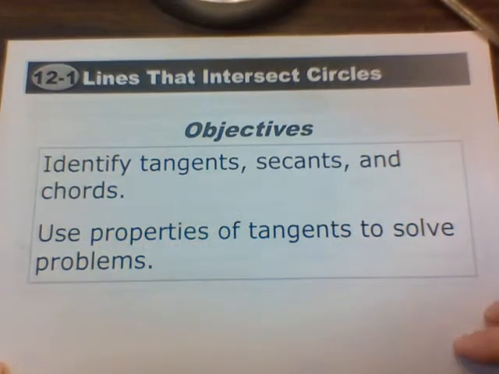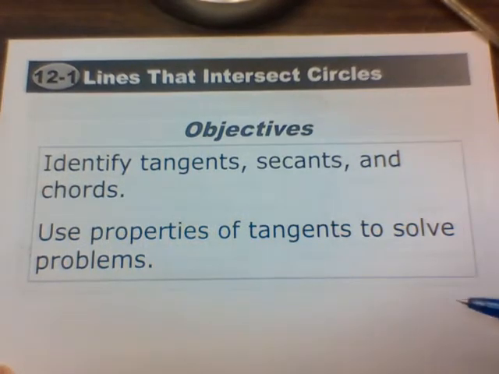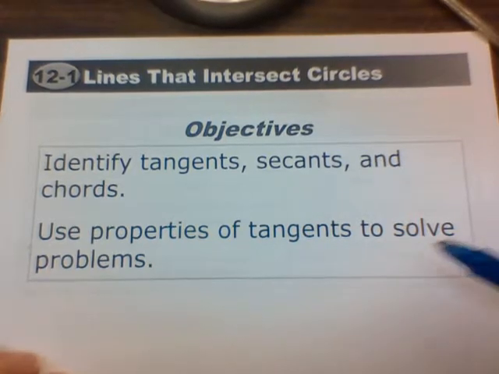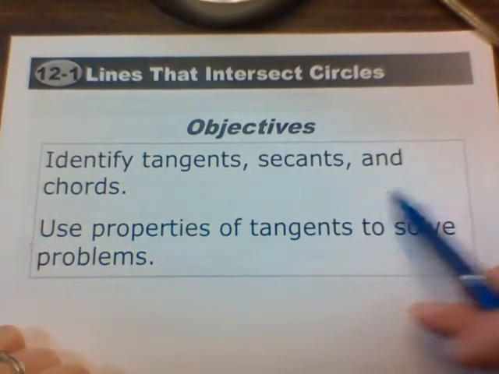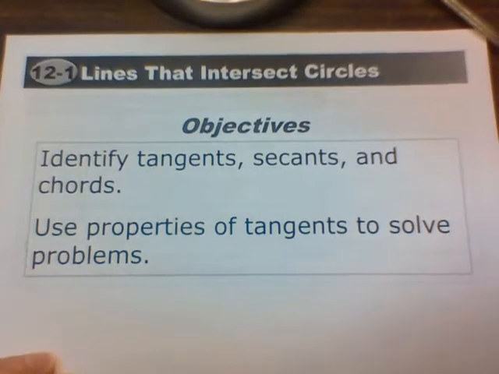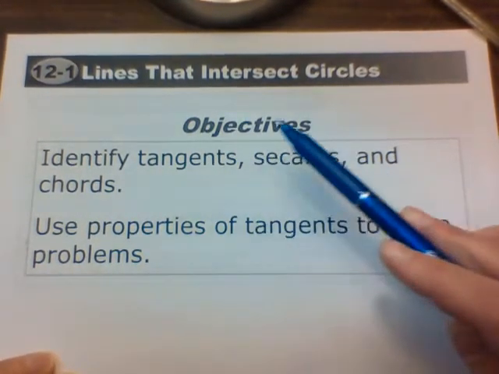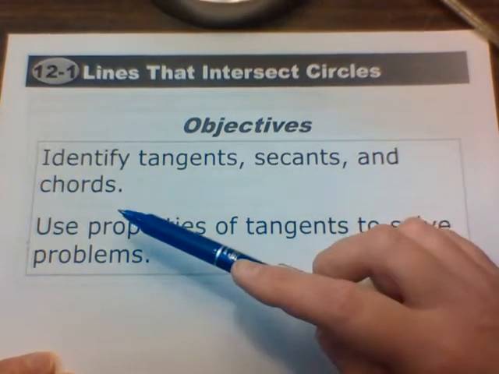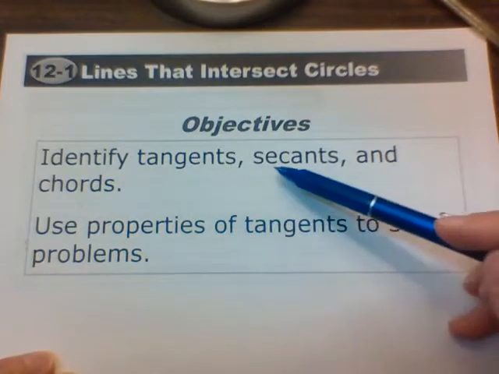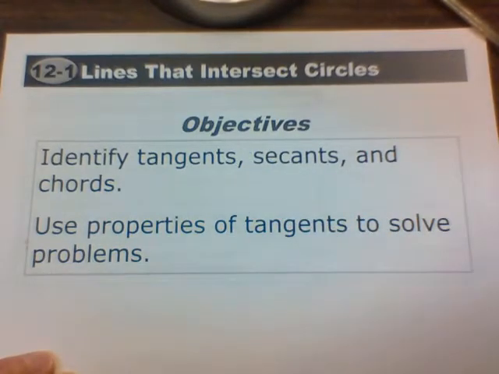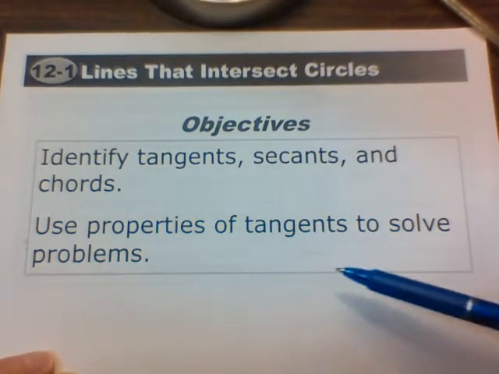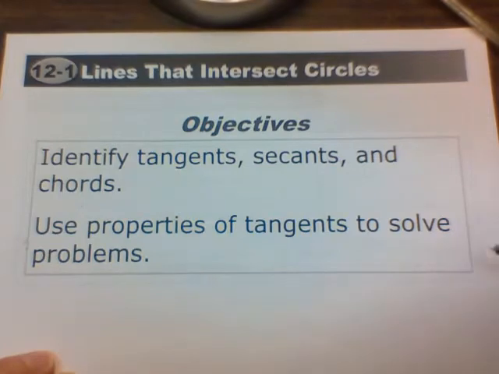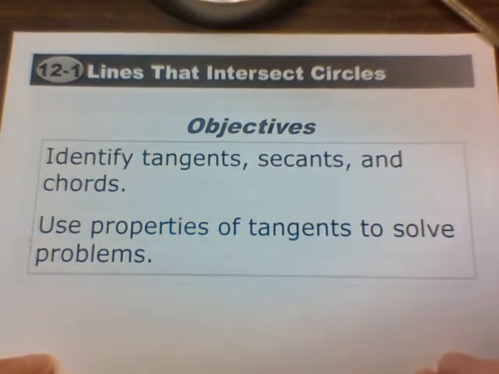We are skipping to chapter 12 because hopefully by the time you can all come back, we will be doing the chapter 10 and 11 project. So hopefully we'll do that, otherwise we'll just do it online. Okay, so today we're going to do lines that intersect circles. So if you remember back to our magic circle, something called a chord came up. We're also going to be talking about secants and tangents, and also properties of these to solve problems. So that is what we're doing today in 12-1.